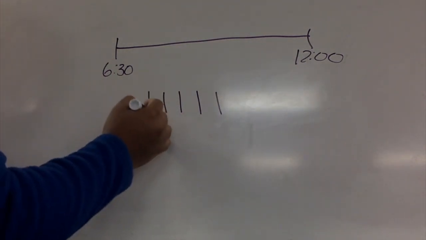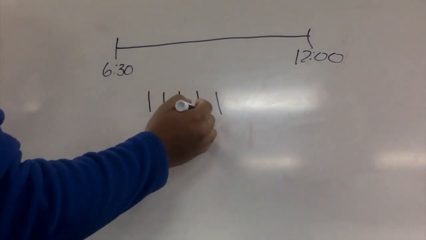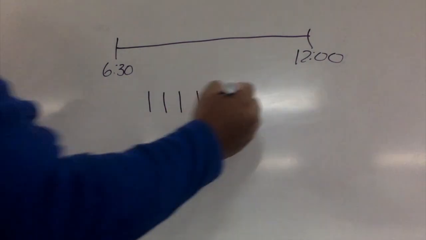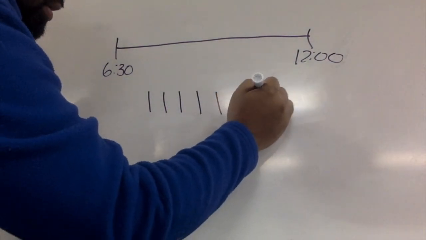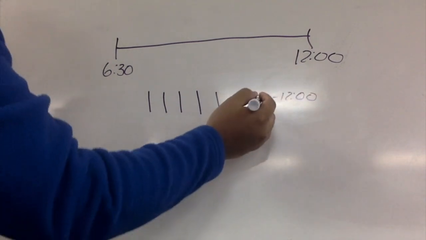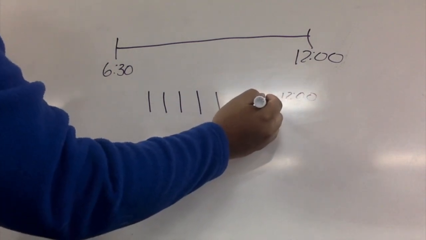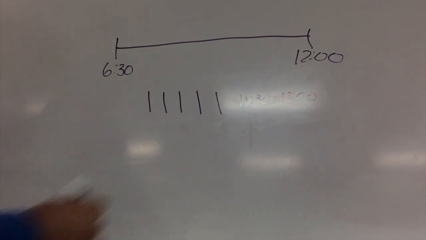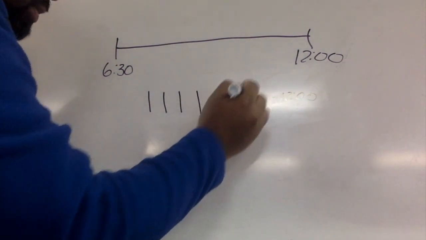Again, 6:30, 7:30, 8:30, 9:30, 10:30, 11:30. How much time is between 11:30 and 12? It is only 30 minutes. So in this case, we're just going to add on plus 30 minutes.